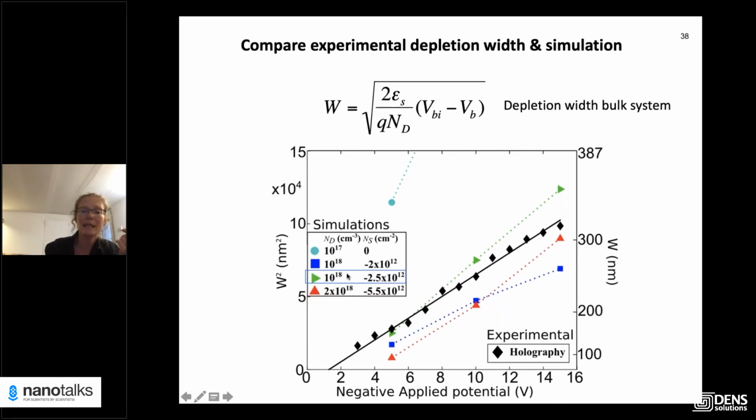And this would indicate a doping concentration in the order of 10^18 and a negative surface charge of around -2.5 × 10^12. But since the depletion length depends both on doping and on surface charge, this is not a unique solution, but it does so happen that these values agree well with other independent measurements of these values.